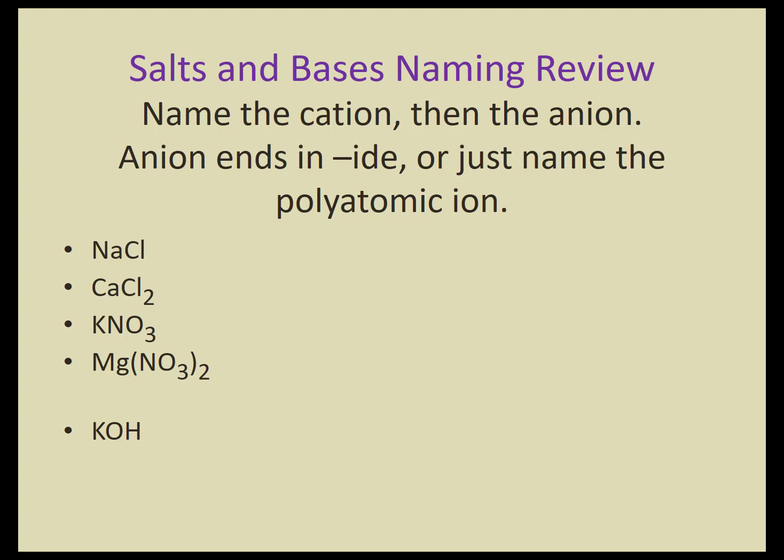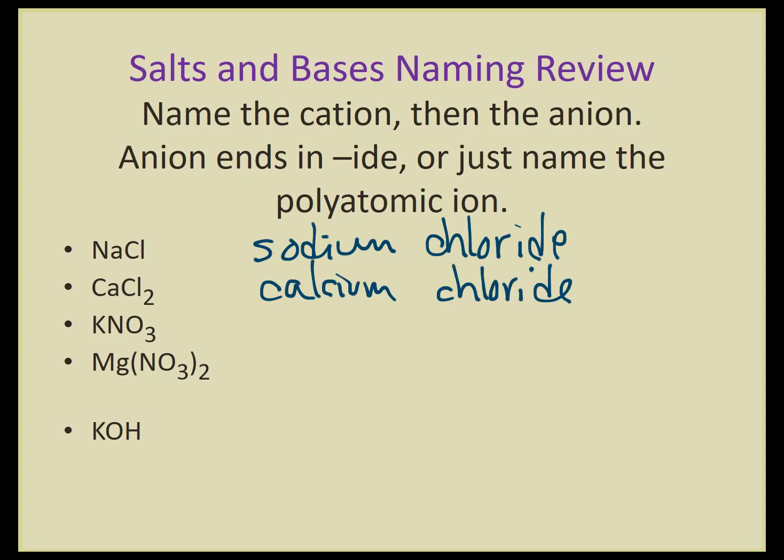So this is a salt and bases naming review from the first unit. Whenever we have salts, we always name the metal, then we name the nonmetal or the polyatomic ion. So on this first one, this is sodium and chlorine, but I dropped the ending -ide. The next one, this is calcium. Anytime there's a metal, you don't use the Greek naming system, so there's no di, tri, or anything. This is just calcium chloride.